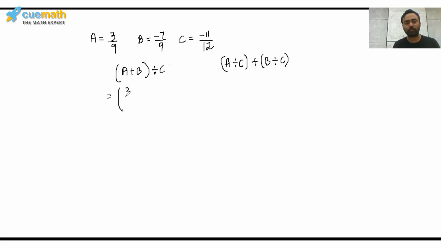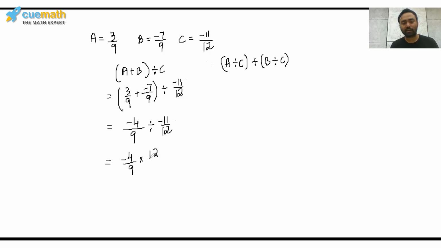So in place of A, we're going to put 3 over 9 plus minus 7 over 9, whole divided by C. Now we have done this so many times, so we can easily say that the LCM is 9, and 3 plus minus 7 would give us 3 minus 7, that is minus 4. And in place of C, we are going to write the value of C, which is negative 11 over 12. So divided by negative 11 over 12, and then we are going to get negative 4 over 9 times 12 over negative 11.